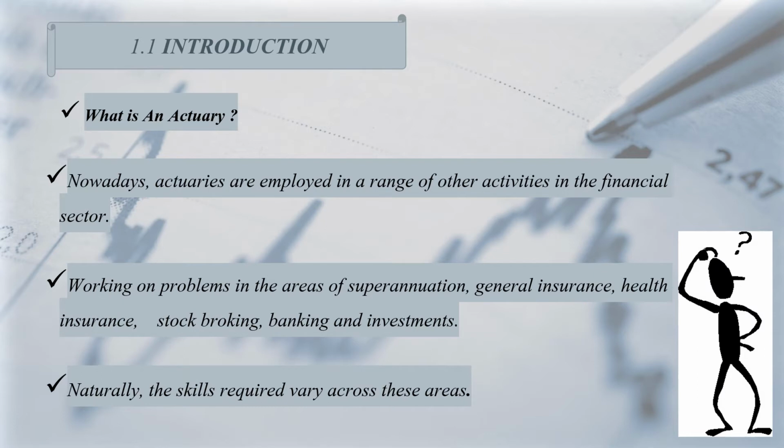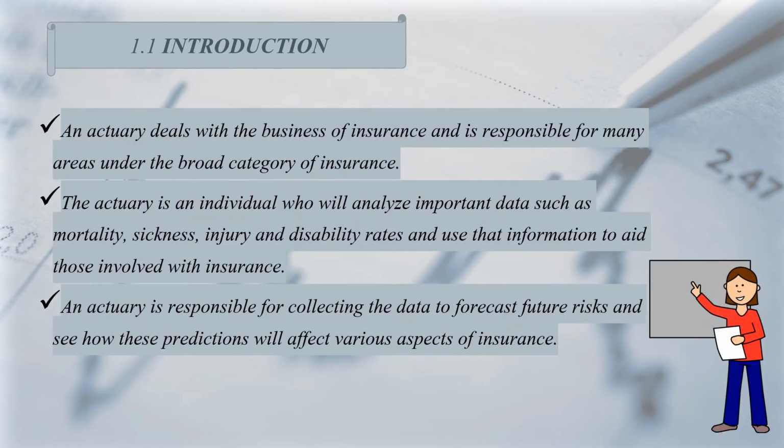Nowadays, actuaries are employed in a range of other activities in the financial sector, working on problems in the areas of superannuation, general insurance, health insurance, stockbroking, banking and investments. Naturally, the skills required vary across these areas. An actuary deals with the business of insurance and is responsible for many areas under the broad category of insurance.